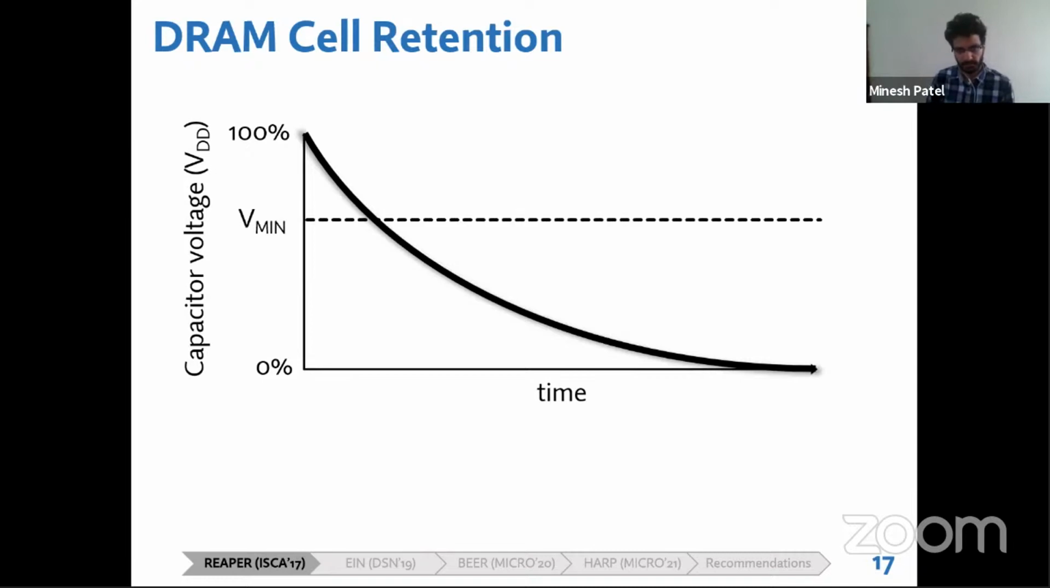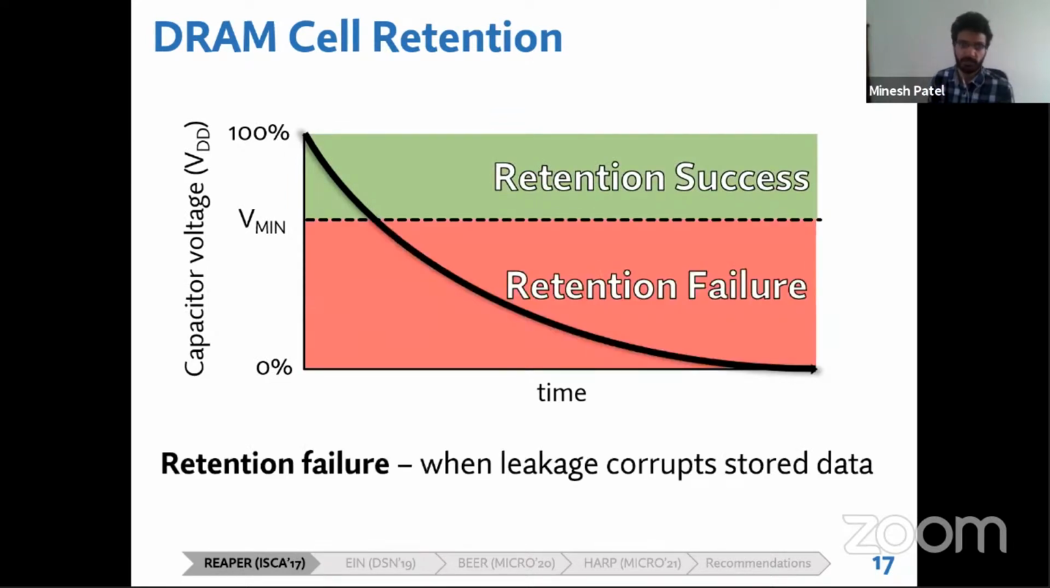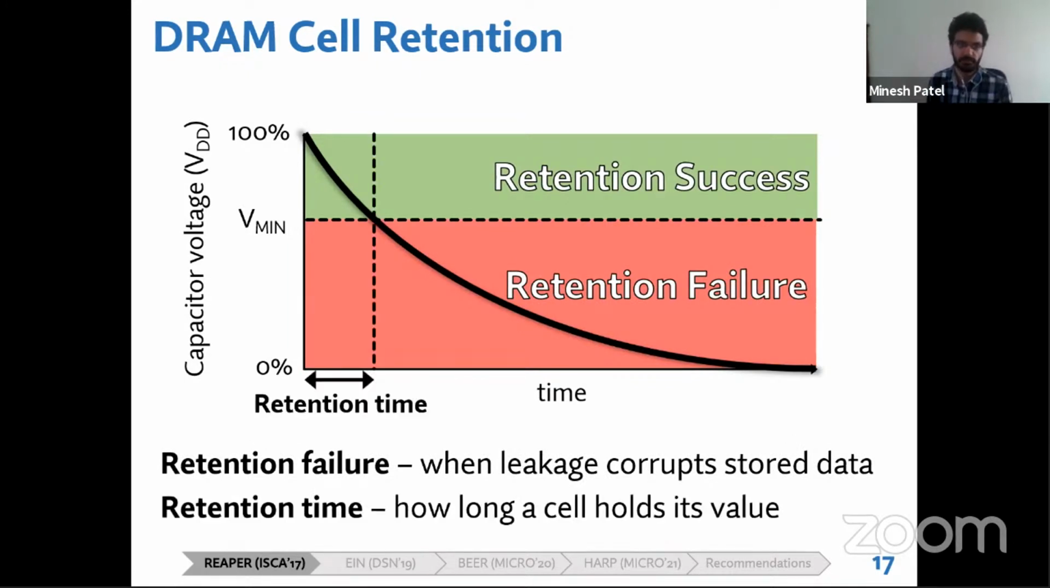We define a voltage V min, after which we can no longer tell what data was originally stored in the cell. Therefore, as long as the voltage remains above V min, we consider this to be a retention success. However, as soon as the voltage drops below V min, we consider this to be a retention failure and the data can potentially be corrupted. Now we define a term called retention time, which defines how long the cell can safely hold its value.